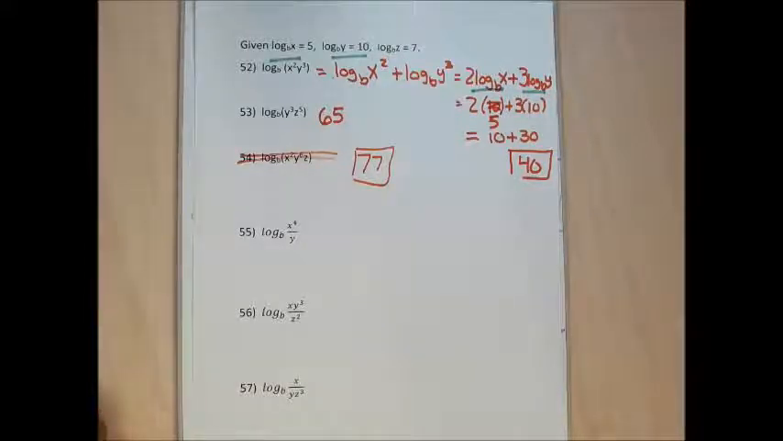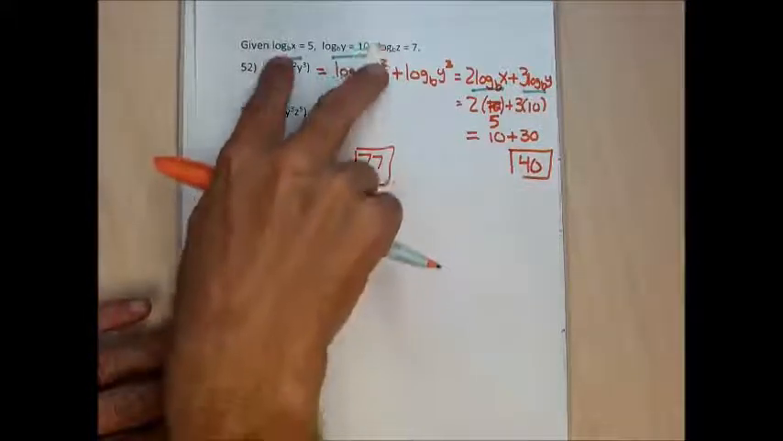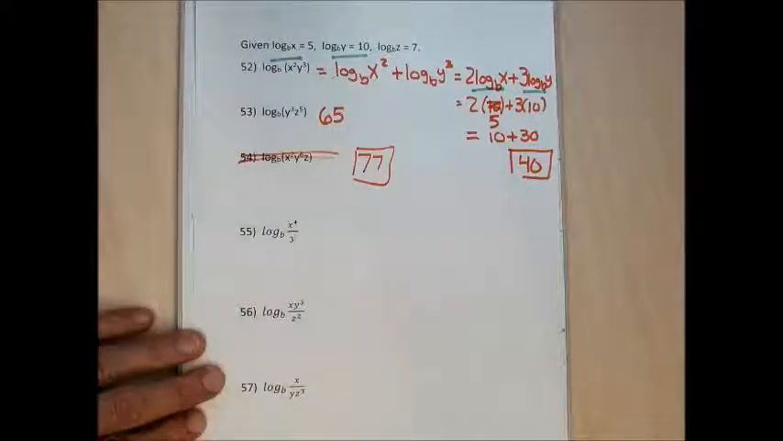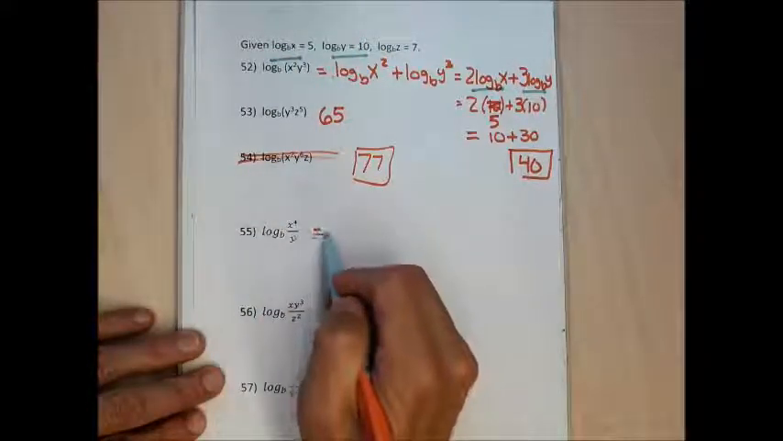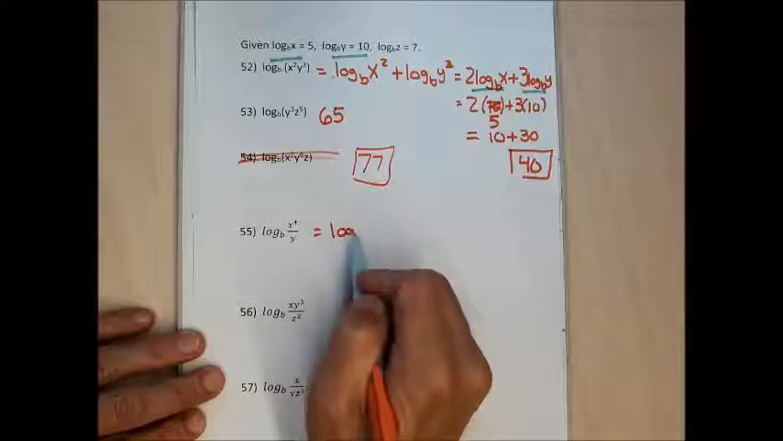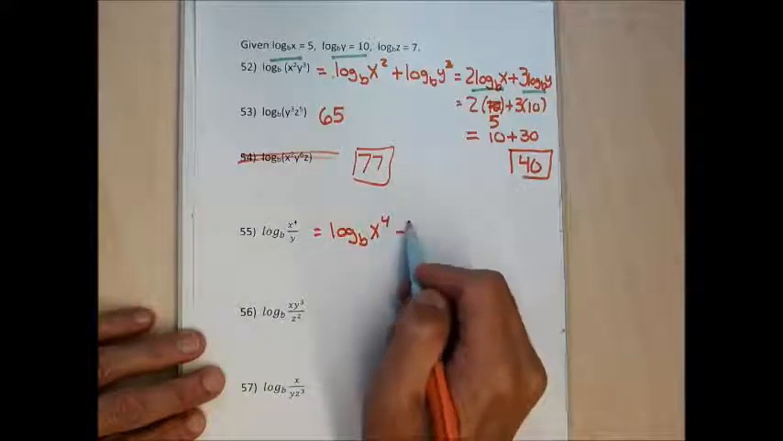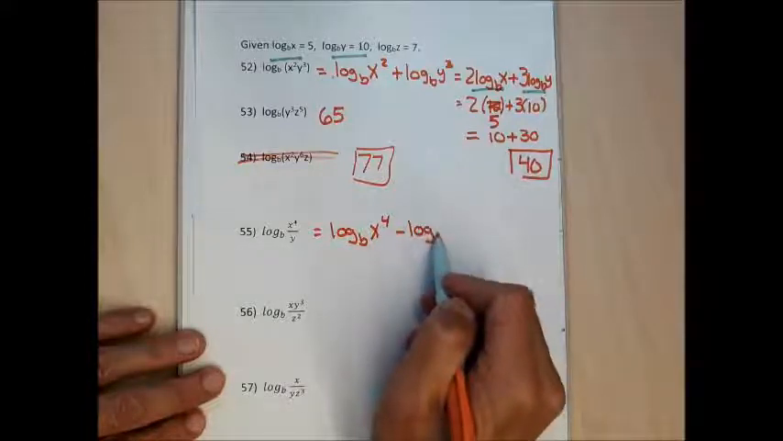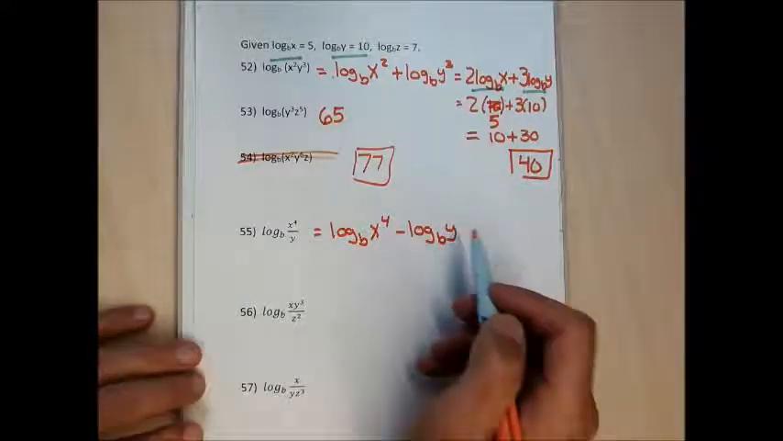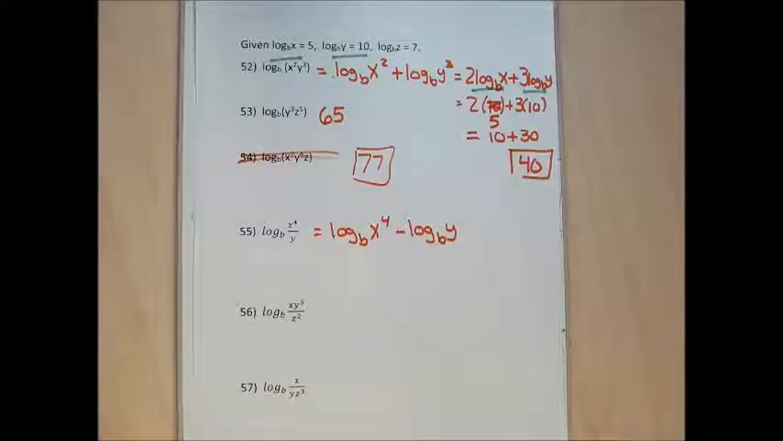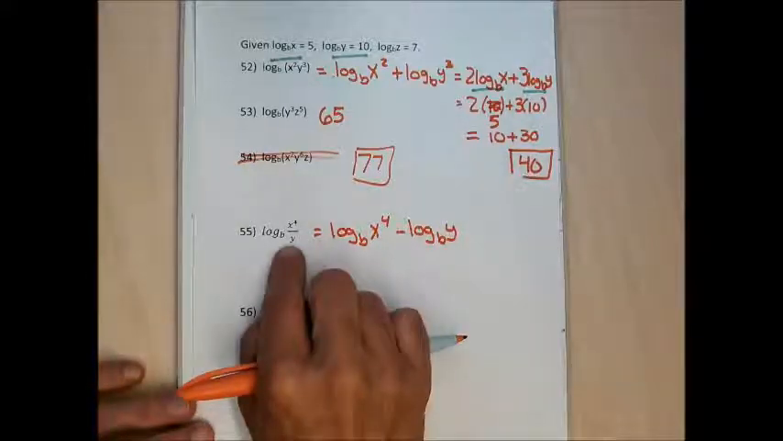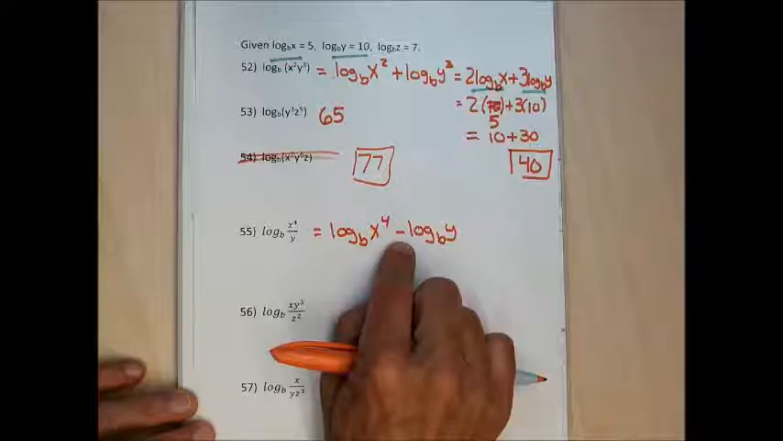For 55, if I wanted to know what this logarithm is when these values are assigned to the log base b of x, y, and z, first I'm going to expand it into two logarithms because there's two letters. There's going to be a minus between the logarithms because of the fraction. And any letter that's in the denominator, when you're expanding from one log to multiple logs, will have a minus in front of its logarithm.